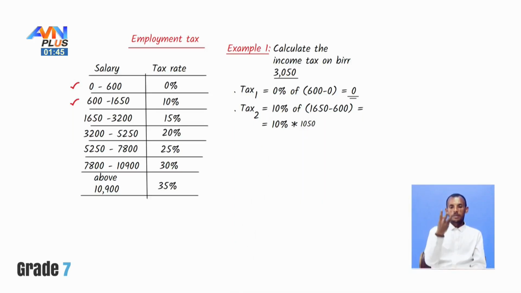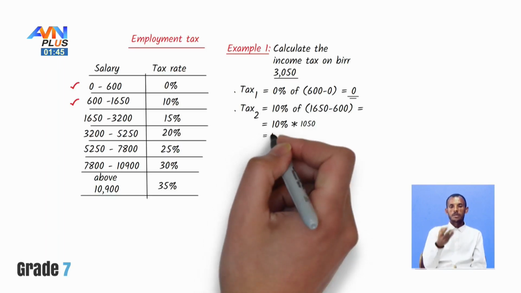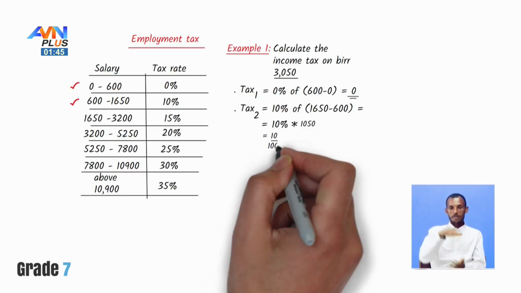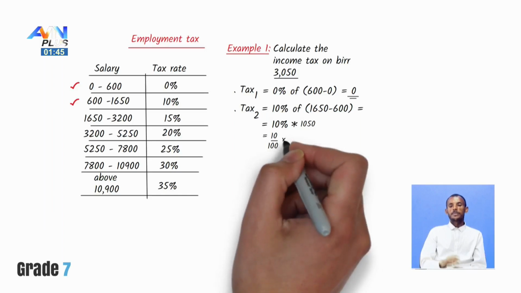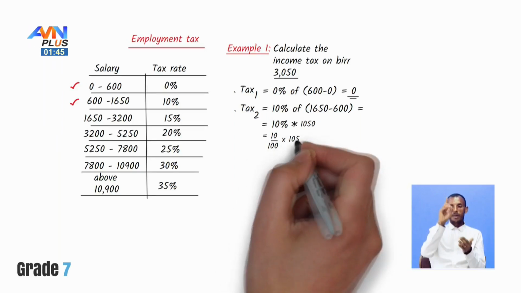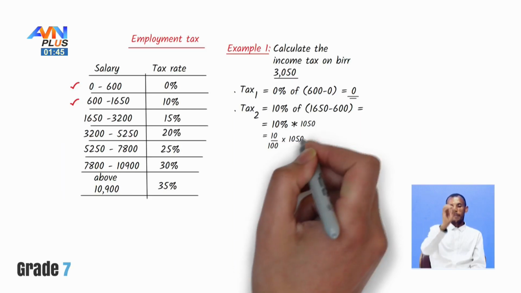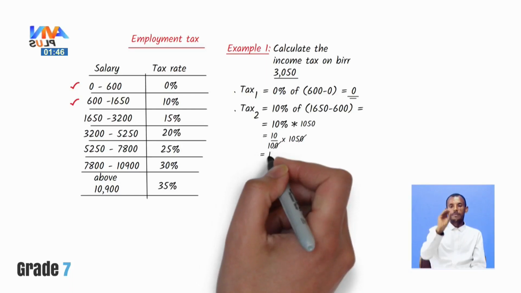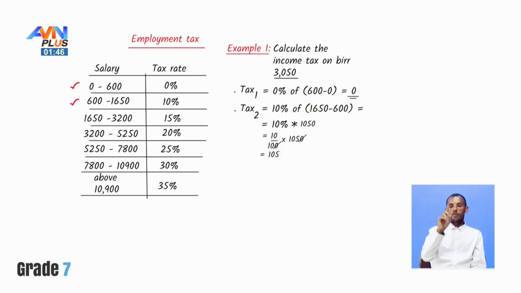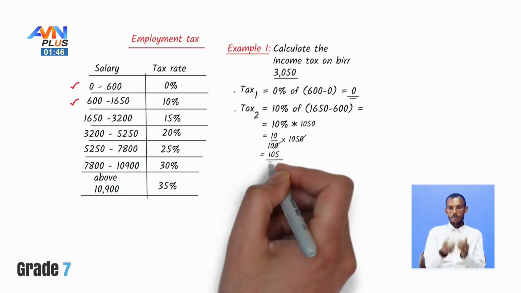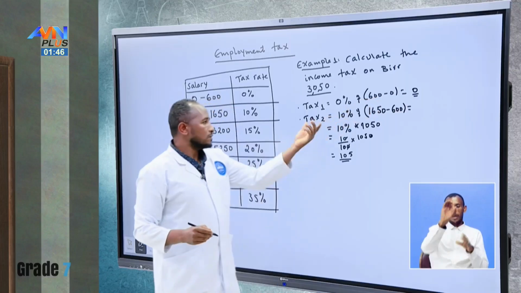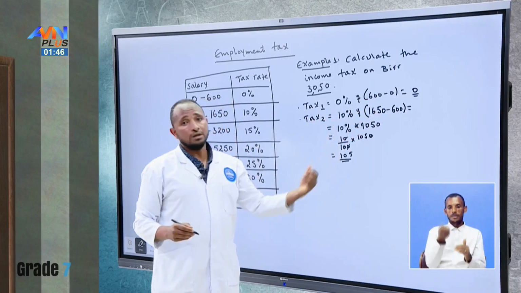Let's calculate it. This will be 10% of the difference of these two, which is 1,050. The difference of these two gives us 1,050. So 10% means 10 over 100 times this one. 0 cancels by 0. This also cancels. 105 times 1 is 105. So for the first portion of income, no tax is paid. For the next interval, the tax paid will be 105.